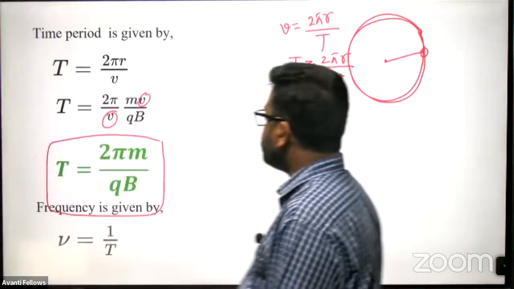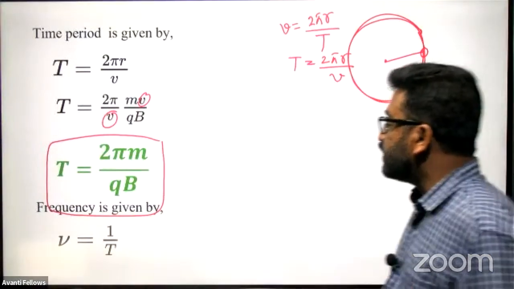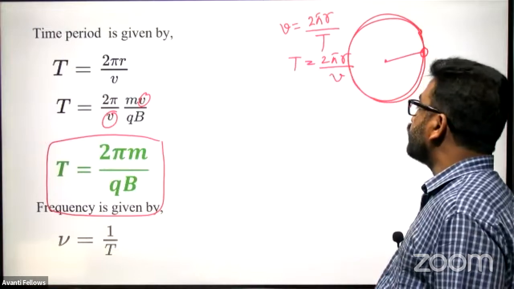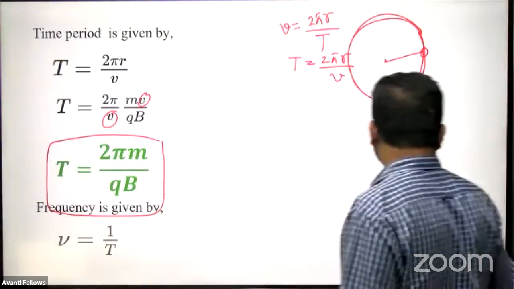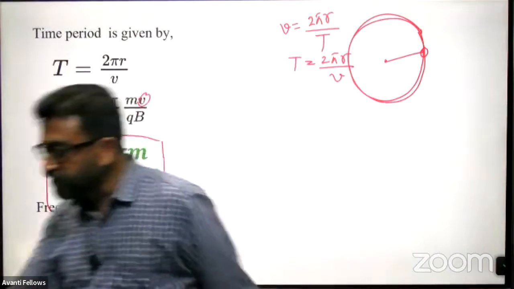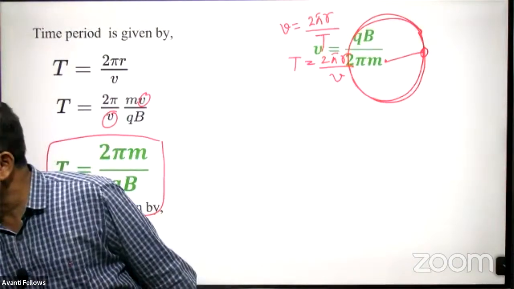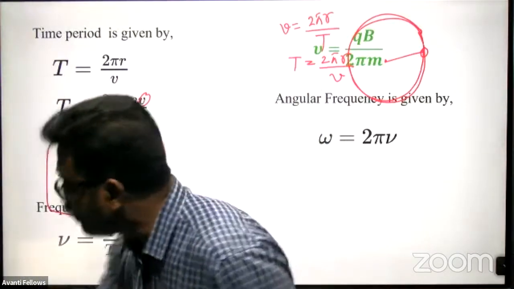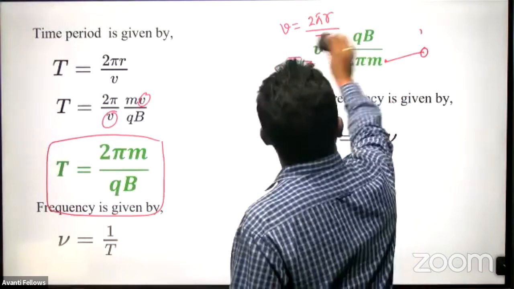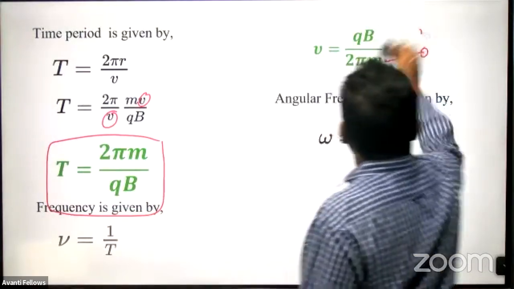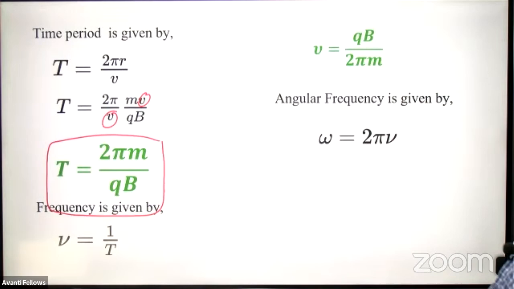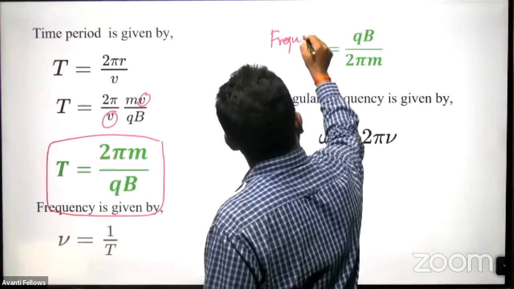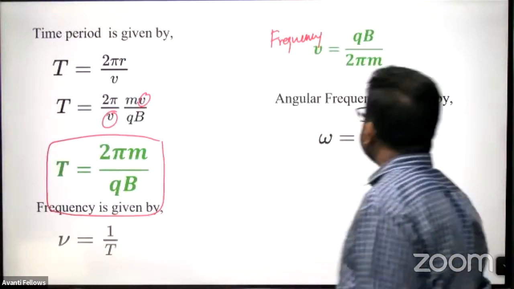Then the inverse of time period is frequency. Frequency equals 1 by time period, that equals qB by 2 pi m. Okay, qB divided by 2 pi m. Inverse of time period is frequency, so frequency equals qB by 2 pi m.